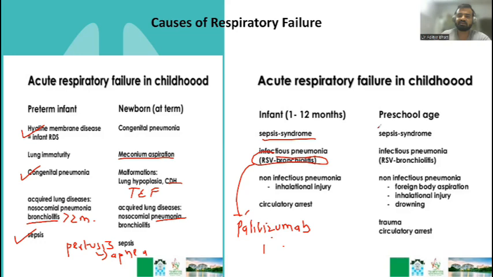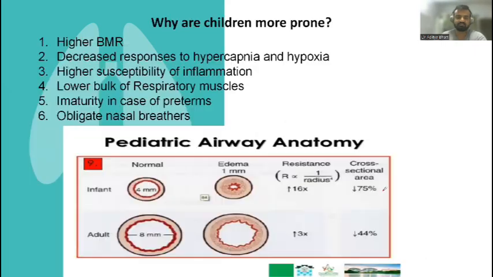Again, there might be circulatory arrest, and in school children, again, RSV is seen. And once they start playing around, foreign body aspiration is very common. Inhalational injury, drowning, trauma, and accidents.